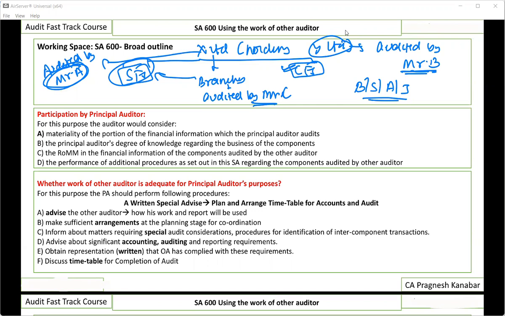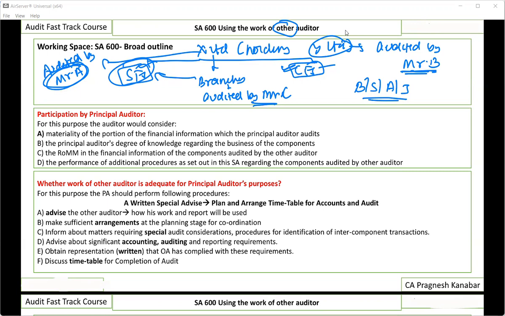The biggest mistake that students commit over here is that they feel this other auditor is any other auditor. No, it is purely the auditor of a branch, subsidiary, associate, or joint venture. When you're auditing standalone financial statements, you will use the work performed by the branch auditor. When you're auditing consolidated financial statements, you will use the work performed by the subsidiary auditor, the associate auditor, and the joint venture auditor, if they have been consolidated. So please be careful with the applicability of SA 600.